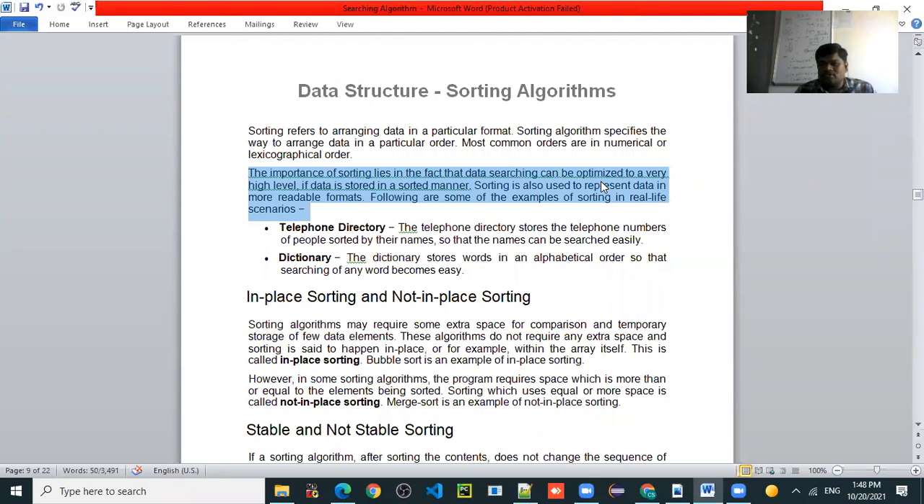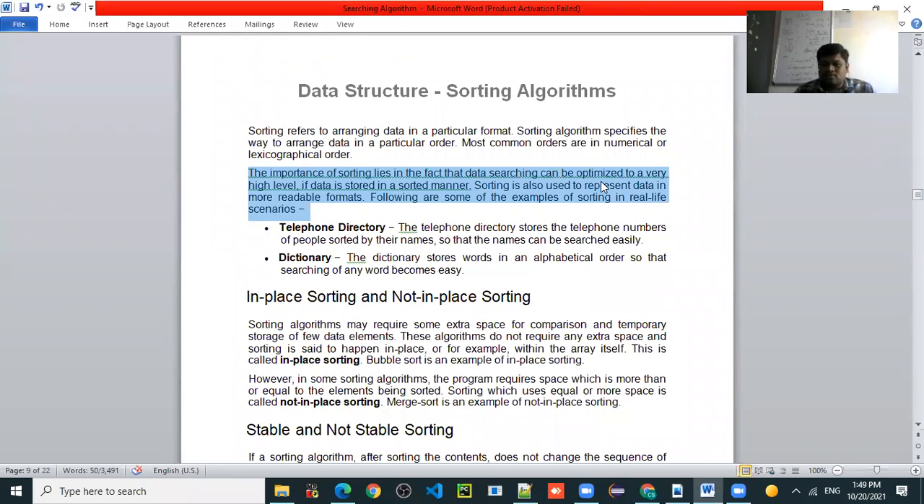Linear search is very easy and simple, but that is its drawback, it will take a lot of time, right? But compared with linear search, binary search will take very little time, because binary search follows the sorted order. Now, one more example, that is the telephone directory.